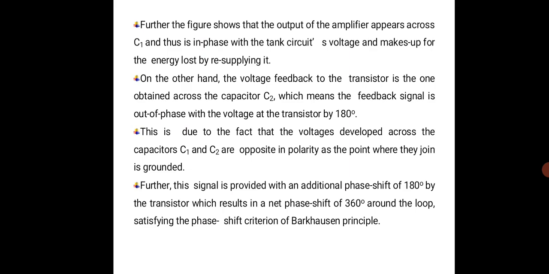On the other hand, the voltage feedback to the transistor is the one obtained across the capacitor C2, which means the feedback signal is out of phase with the voltage at the transistor by 180 degrees. This is due to the fact that the voltages developed across the capacitors C1 and C2 are of opposite polarity, as the point where they join is grounded. Further, the signal is provided with an additional phase shift of 180 degrees by the transistor, which results in a net phase shift of 360 degrees around the loop, satisfying the phase shift criterion of the Barkhausen principle. So here also there will be a 360 degree phase shift.